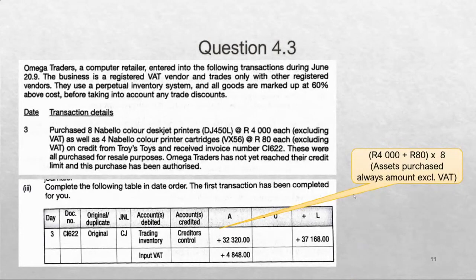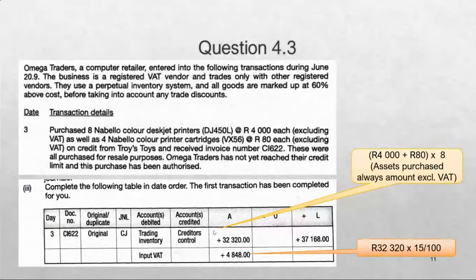Oh, sorry, I see the calculation should be 4,000 multiplied with 8 plus the 80 times 4. So I'll just correct the slides when I send them out. So it's 4,000 times 8 plus 80 times 4 will give you the asset purchase price. And then your VAT would be this amount that you've calculated, multiplied with 15%, would give you the VAT.